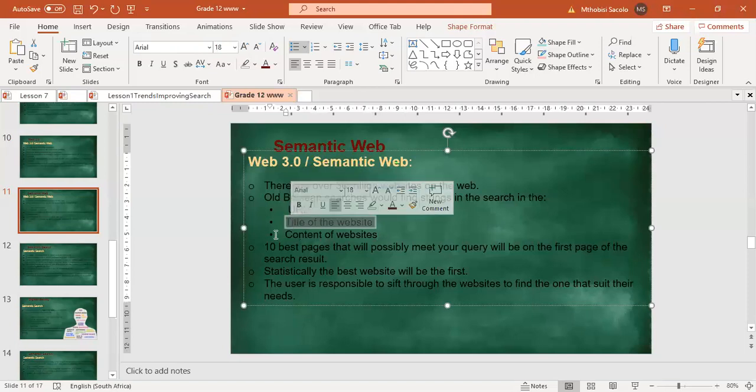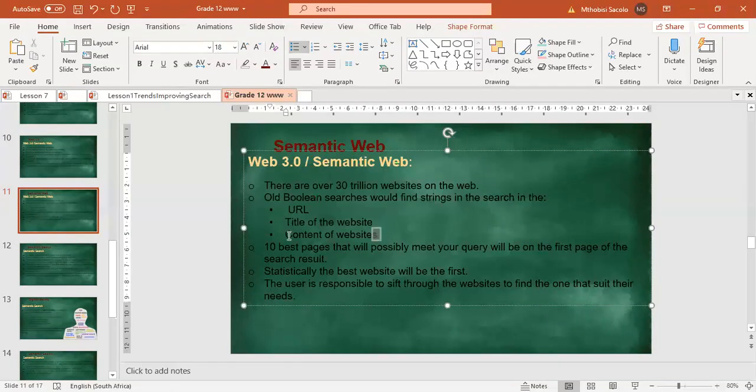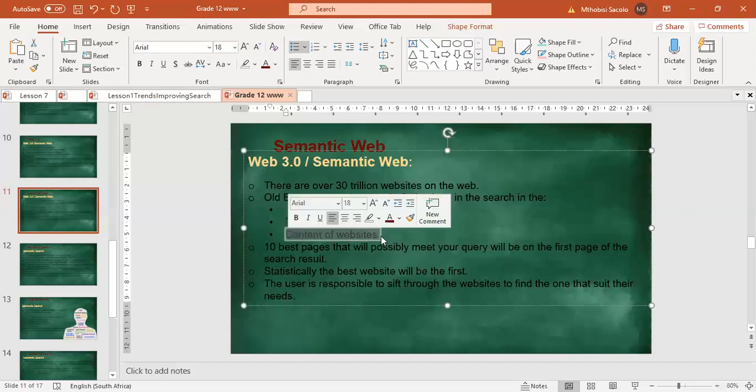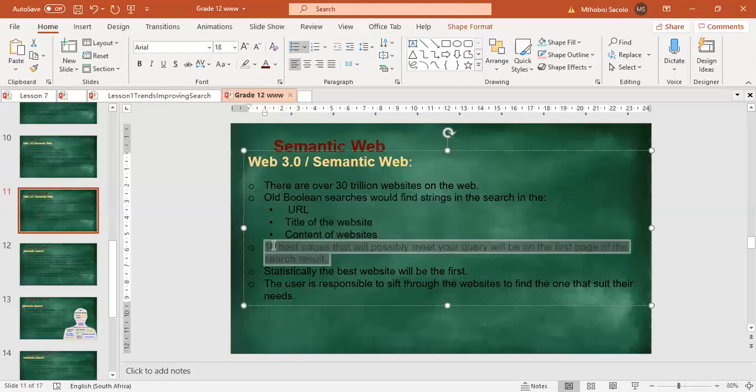And when you click on it, it will lead you straight to the website, or maybe to some part of the content that is on the website. By clicking there, you are automatically led to the real website that has the information that you were searching for. Ten pages that will possibly meet your query will be on the first page of the search results.